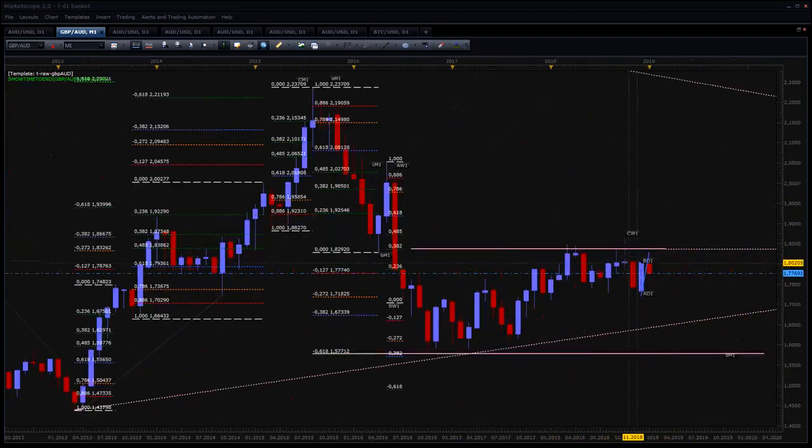This is a beautiful evening star. And look how the market was testing the level, got rejected. Another evening star.